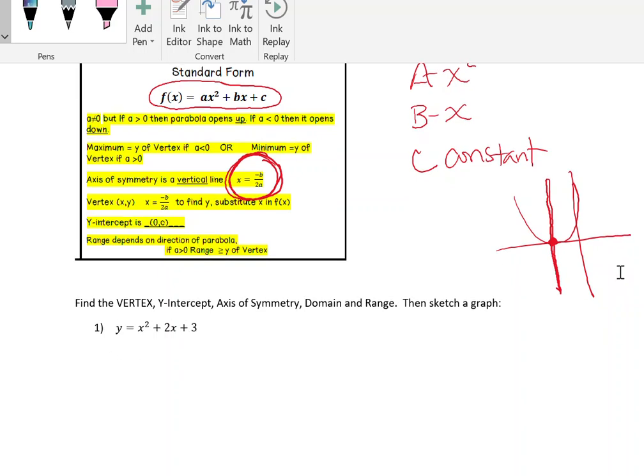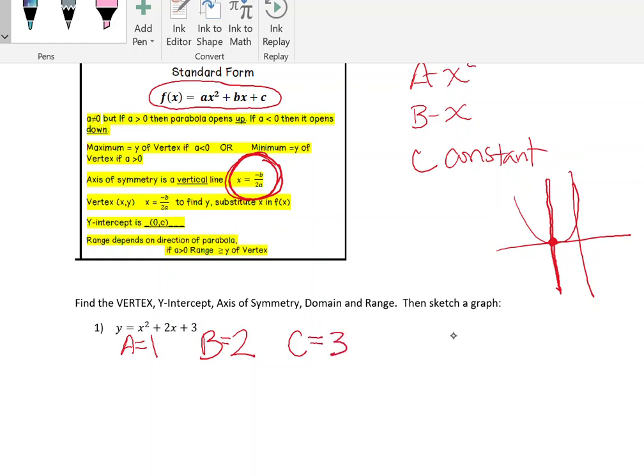Y equals x squared plus 2x plus 3. The a is the number with the x squared. If there's not a number in front of x squared, that means you're multiplying by 1. The b is the number including the sign in front of the x. So here b equals 2. And the c is the constant, the number without a variable. So the c value is 3.